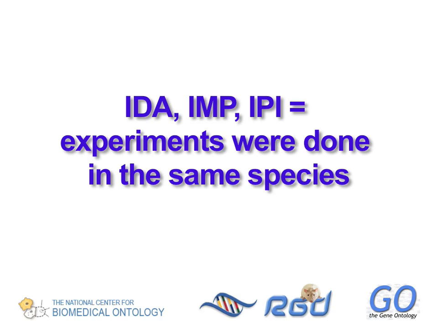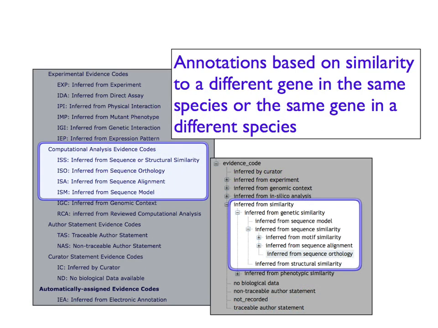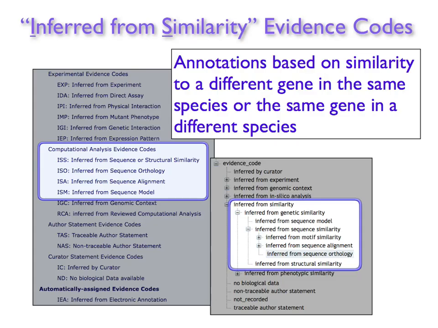Use of one of these experimental evidence codes means that experiments were done using that gene or gene product from that species. If, however, a different gene in the same species or the same gene from a different species was used, and the annotation for the first gene was made based on its sequence or structural similarity to the second gene, any of 4 inferred from similarity evidence codes can be used. The code used depends on what kind of similarity the 2 genes or gene products display.